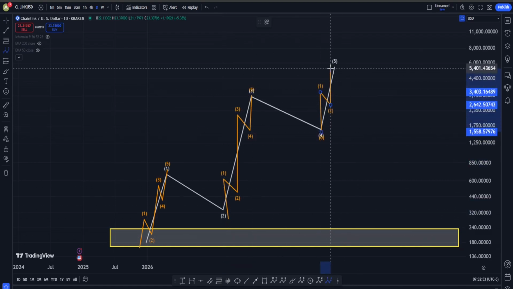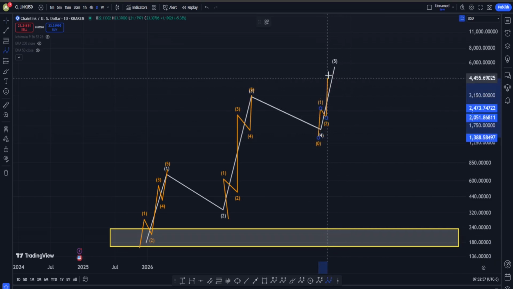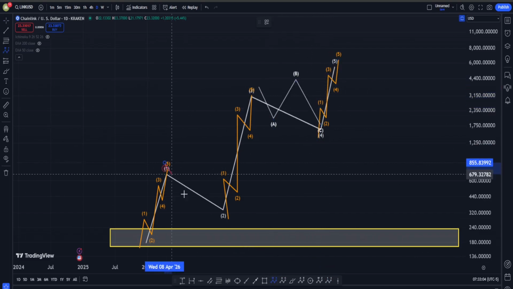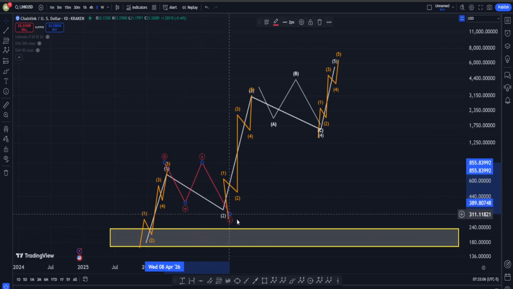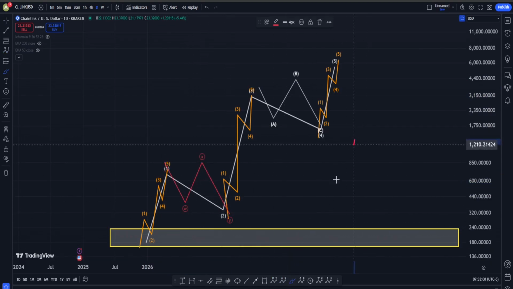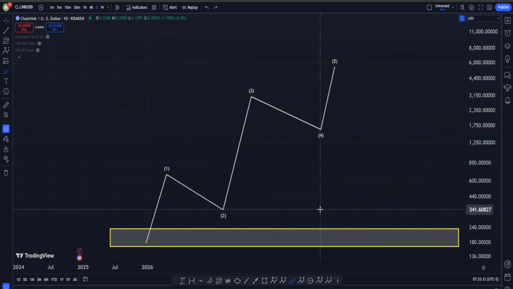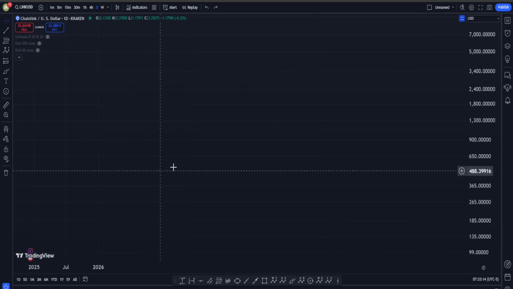Doesn't really matter. Let's just draw this one again. Maybe an ABC into wave 4, something like this, and a WXY into our wave 2. And if we can find this whole structure with all the subwaves off of the lowest low in Chainlink's chart, then okay, we can be absolutely bullish.